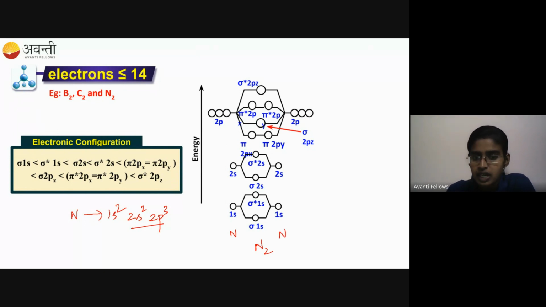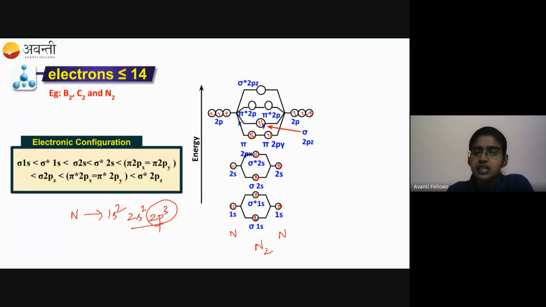In 1s I have 2 electrons, so 2 plus 2, 4 electrons are filled like this. Talking about 2s, 2s also contains 2 electrons, so 2 plus 2 again, 4 electrons are filled in this manner. Then coming to 2p, each 2p has 3 electrons, so 3 plus 3, 6 electrons: 1, 2, 3, 4, 5 and 6. So this is how we have to fill.